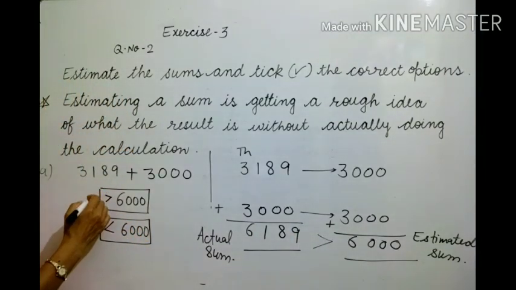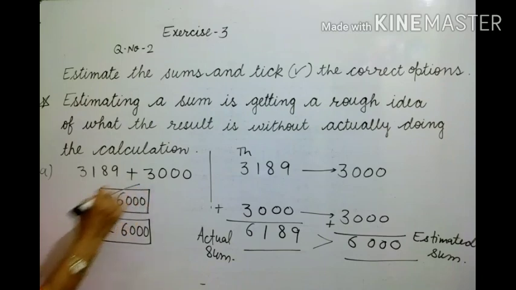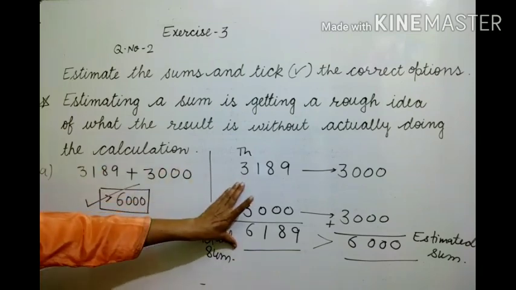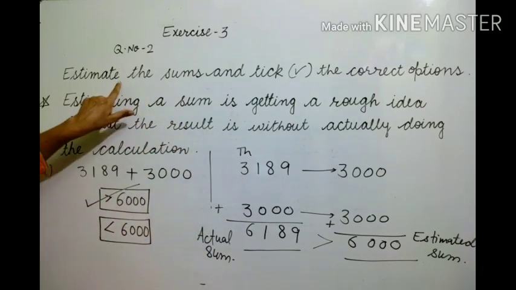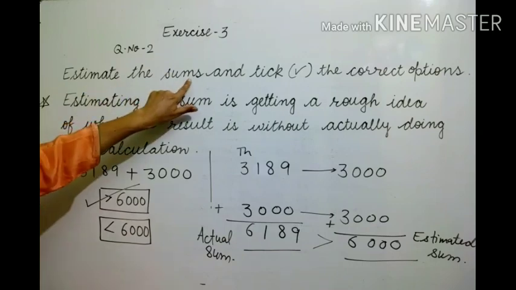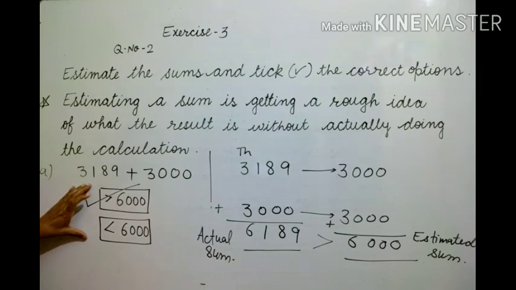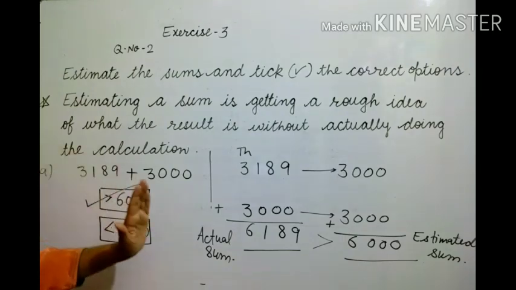What will we take? The first option we will take. Again I am telling, we are given a question with its answers. To tally, we will solve according to the question. What is the question? Estimate the sums and tick the right option. Options are given. So how will we do it?